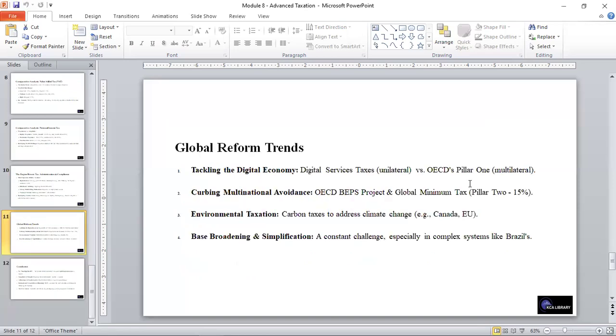And lastly, the global reform trends. For this, we see tackling the digital economy with digital services taxes, in terms of unilateral versus OECD Pillar 1, which is multilateral. Another is curbing multinational avoidance. Then we also have environmental taxation, such as carbon taxes to address climate change. And then we have base broadening and simplification, which is a constant challenge, especially in complex systems like Brazil.